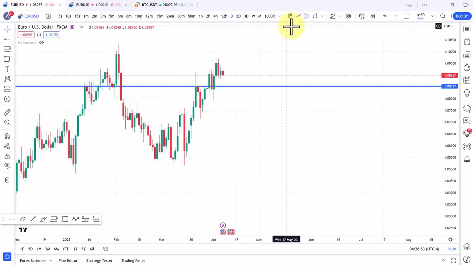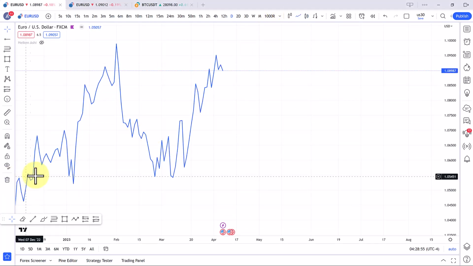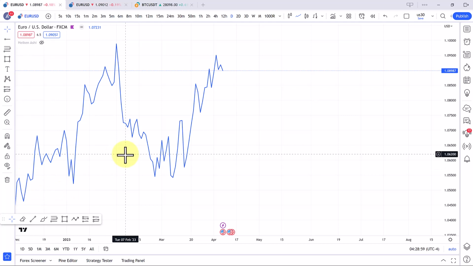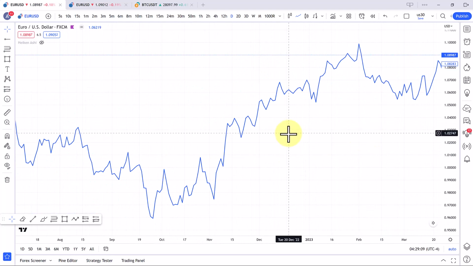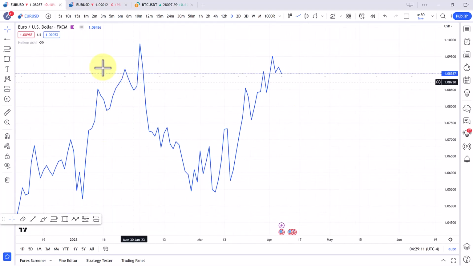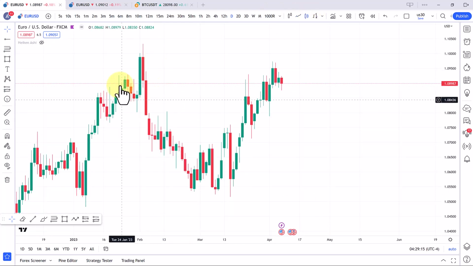The other advantage of using a line chart is that we can see the price pattern or price action patterns very clearly in these charts. It is the cleanest way to see a price pattern. For example, we have a double top here. If I go to the candlestick, it is less visible.